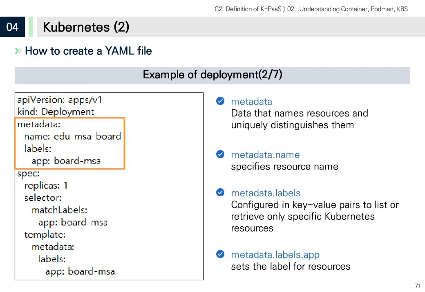Next is the metadata. This is where you put information that gives your resource a name, and is the data that distinguishes it. Metadata is divided into name and labels. Name specifies the name of the resource, while labels are organized as key values and are used to list or search for only specific Kubernetes resources. App under labels is an example of a label setup. Notice that we have set the value board-MSA on the key called app.